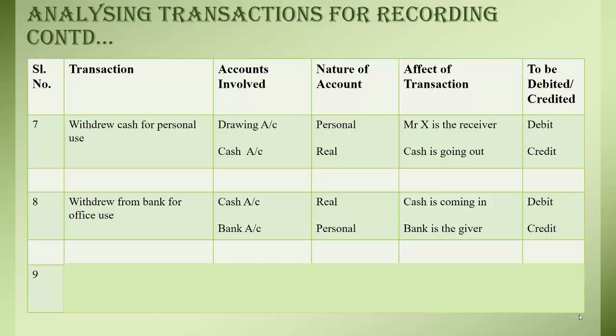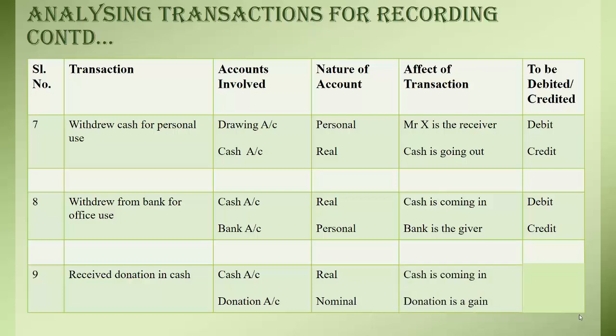Our next transaction is received donation in cash. Here the business is receiving donation in cash. The accounts involved in this transaction are cash account and donation account. Cash is a real account and donation is a nominal account. Donation is a nominal account because donation is a gain for the business and cash is coming in. So the cash account will be debited and donation account will be credited.